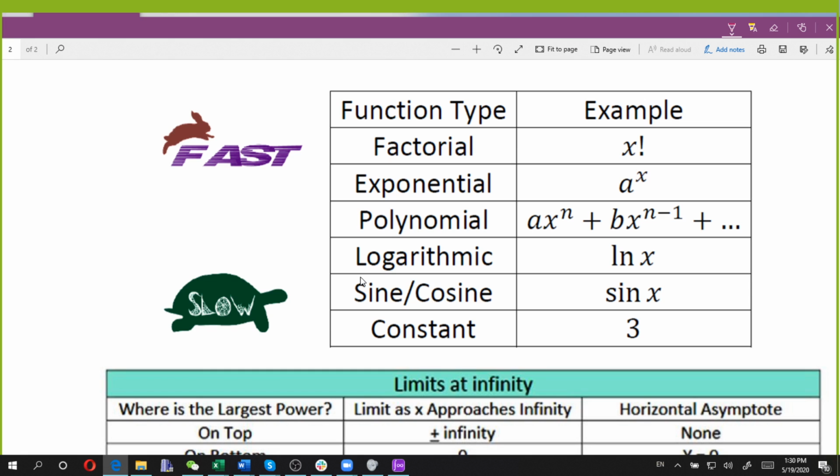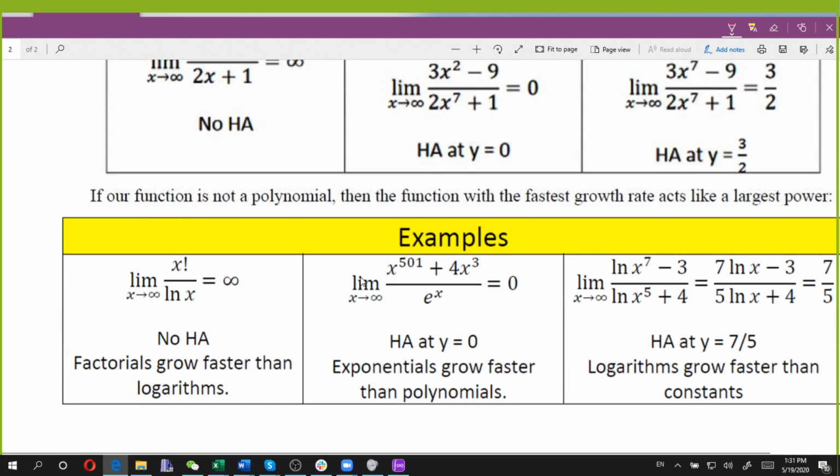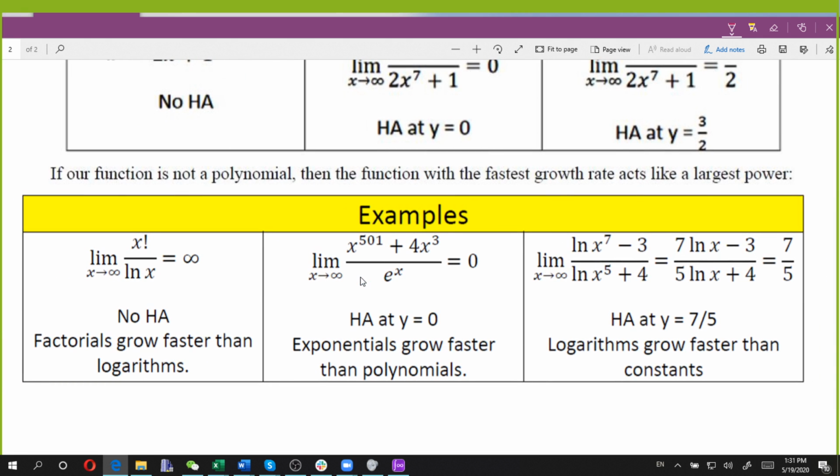Factorials grow faster than exponentials, grow faster than polynomials, grow faster than logarithms, grow faster than sine or constants. So for instance, I've got a factorial divided by a logarithm. Because factorials grow faster than logarithms, I've got my largest power, if you want to think of it that way, my fastest growth rate on top, which means we should approach positive or negative infinity depending on the sign. And if I plug in positive infinity, my natural logarithm will become positive as I approach infinity, and my factorial is also positive, so this is positive infinity.